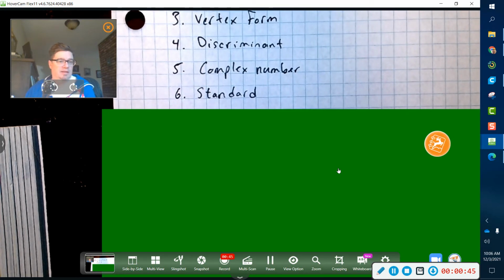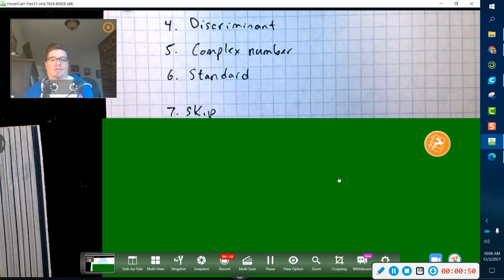Number 7 is complete the square, but that is something that you did not do in this unit. We skipped that section. It's irrelevant for that.